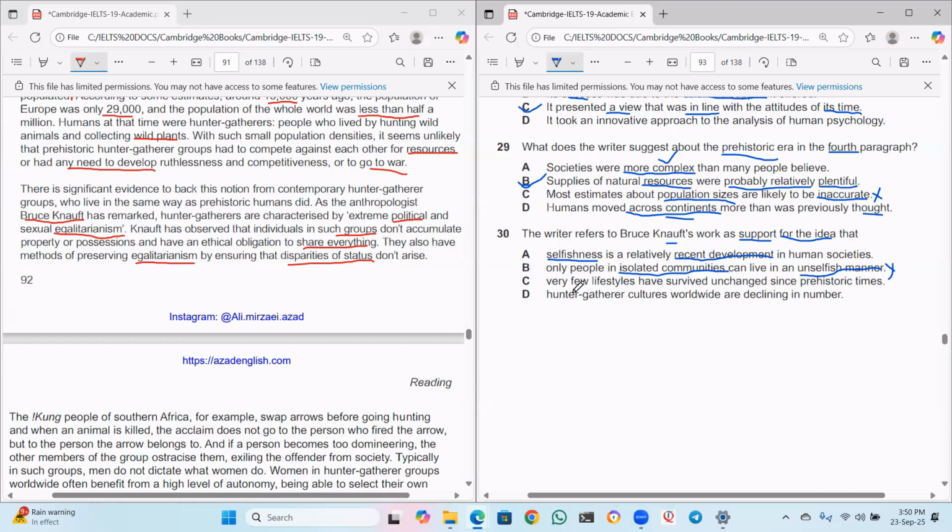And very few lifestyles have survived unchanged since prehistoric times. Did he talk about any lifestyle having survived unchanged?